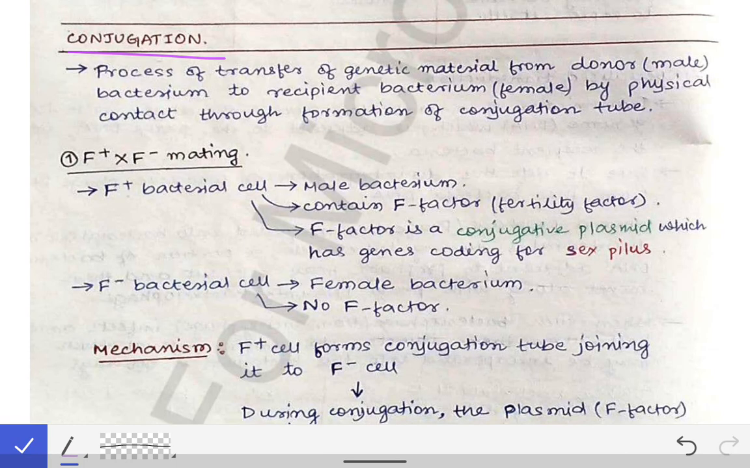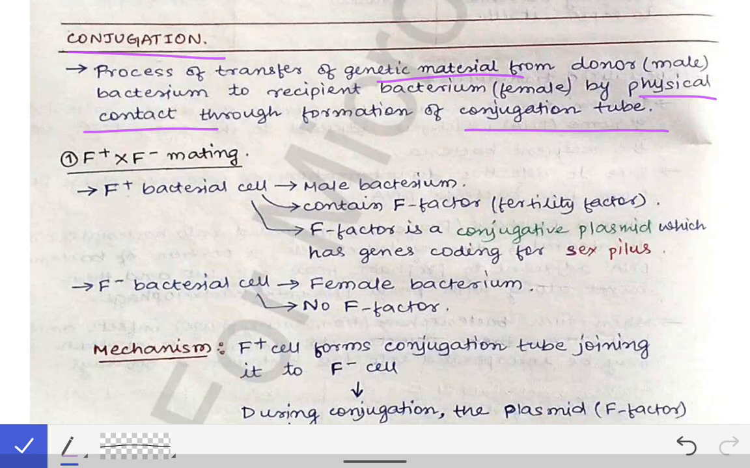So conjugation can be defined as the transfer of genetic material from a donor bacterium to a recipient bacterium by some physical contact. That physical contact is called the bridge, or in more scientific terms, the conjugation tube. Now conjugation can be described in three types of matings. The first one is the F plus and F minus bacterium mating.